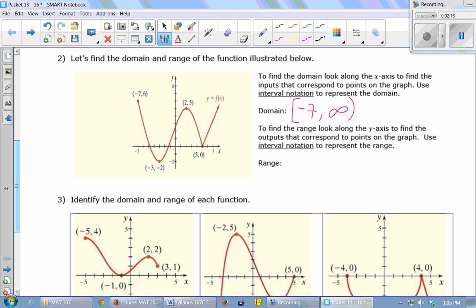All right, and then to find the range, look along the y-axis and find all the outputs that correspond to points on the graph. Okay, so what's the smallest y value that this function has? It's -2. Yeah, so the smallest is -2, and we'll include it. And then what's the biggest y value that this function has? It goes to infinity, yeah, because of this arrow pointing upwards. So -2 to infinity is the range of that function.